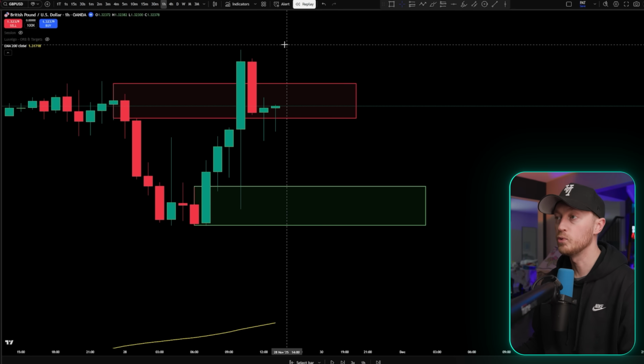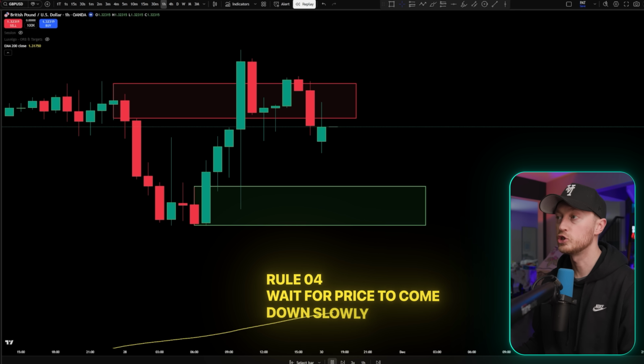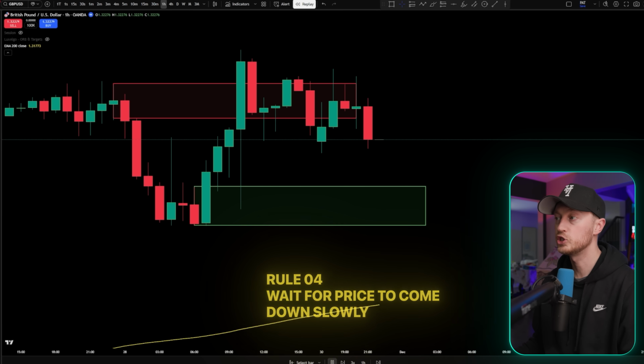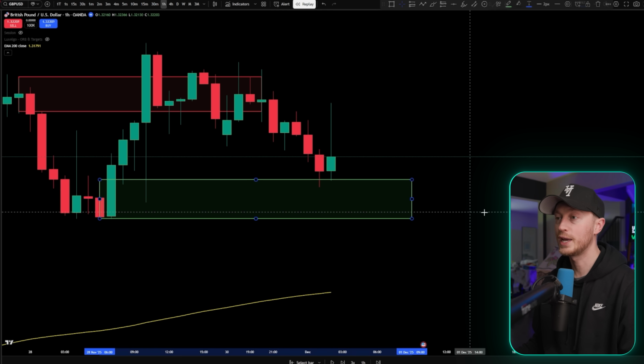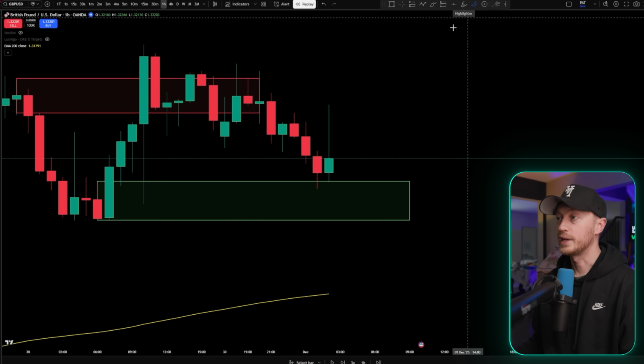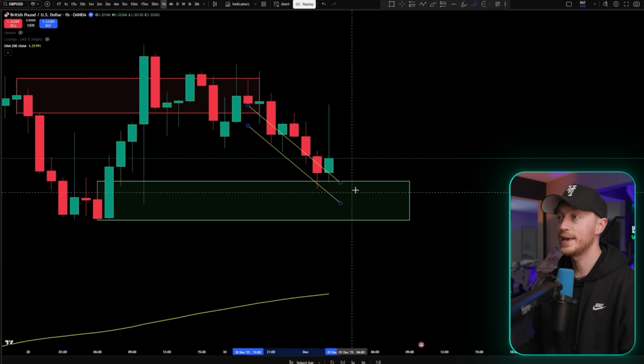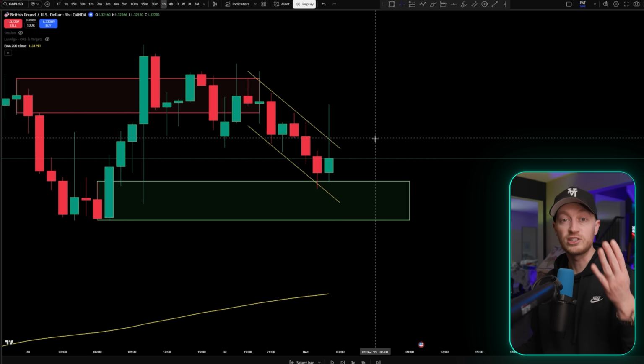Now for the fourth rule, we want to see price come down slowly, right? We don't want to see a huge candle. That's exactly what happens, right? We're getting some green candles. We're getting some red candles. It's nice and slow. So that's rule 4.